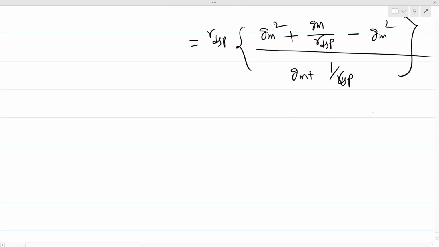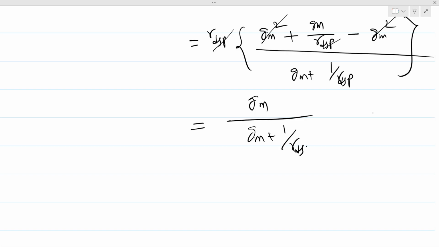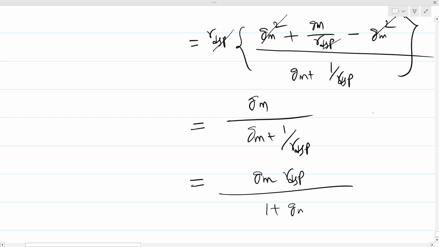Now we can see this cancels, and this also cancels, right? This and this. So we will be having GM by GM plus 1 by RDS of P. Now further if we calculate that, it will be GM RDS of P by 1 plus GM RDS of P. So this is the calculation.